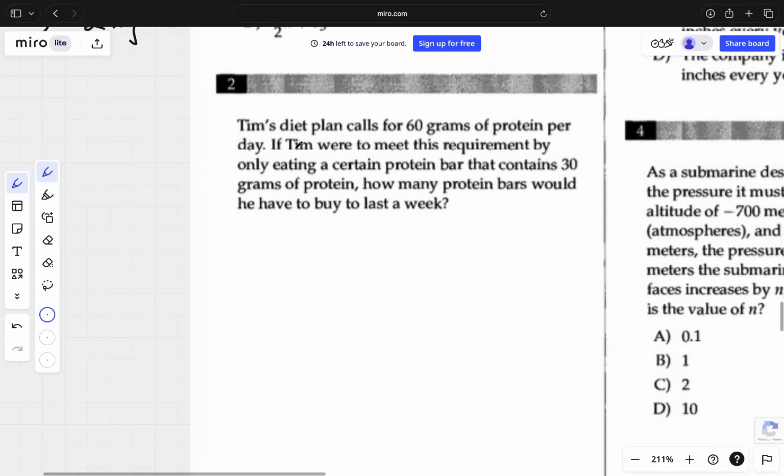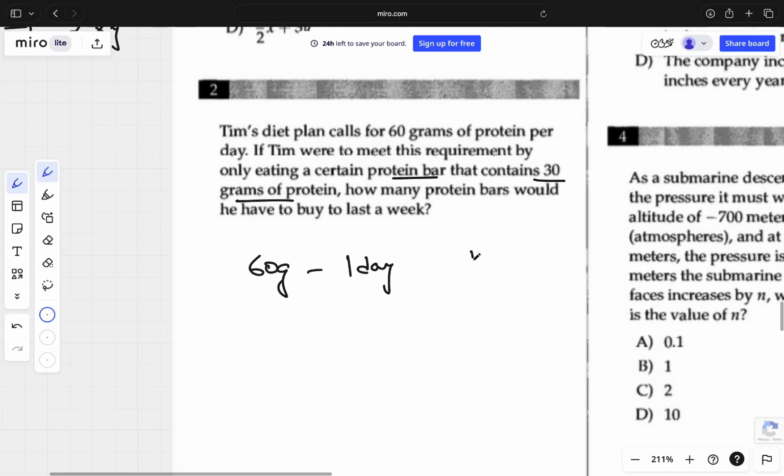Question 2 says Tim's diet plan calls for 60 grams of protein per day. So it's 60 grams in 1 day. He eats a protein bar that contains 30 grams of protein. How many protein bars would he have to buy to last a week? So 1 week is 7 days. We need to know how many bars, X bars, in 7 days.